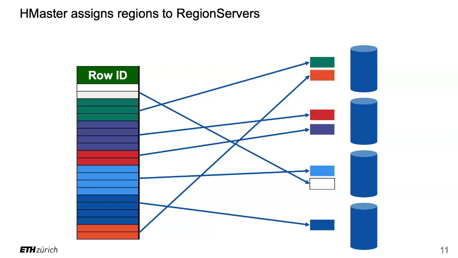We have a question. Are these regions assigned automatically or are these regions assigned manually? This is done by HBase. As a user, you don't need to worry about that. It's all handled by the region server that just distributes the responsibility.